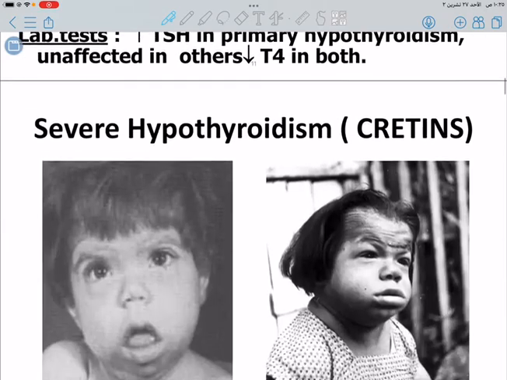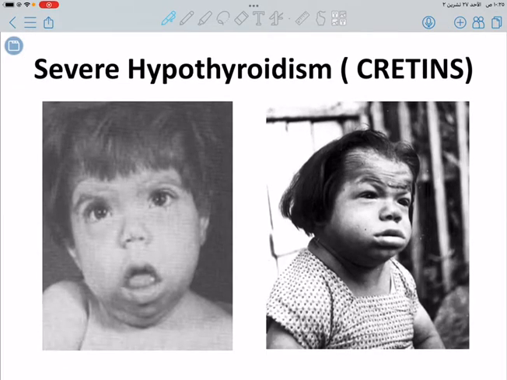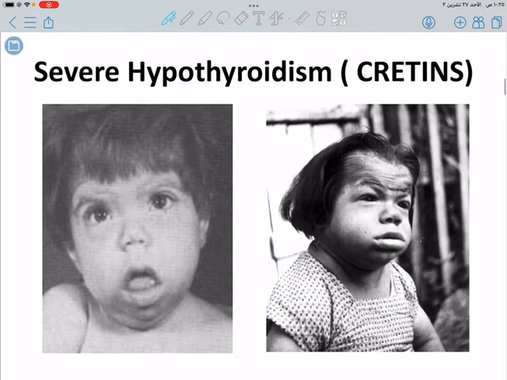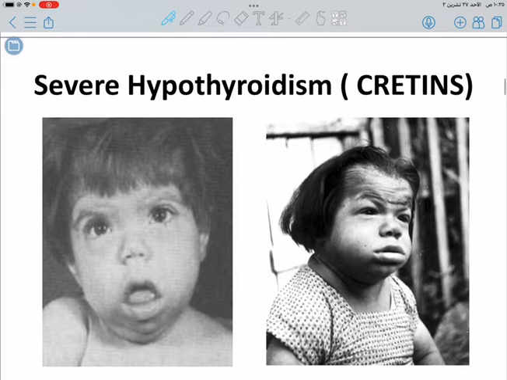In cretinism they have mental retardation, because thyroid hormones are important for the development of the brain in young children. So in cretinism they present with mental retardation, and they have short stature, more than normal. They also have another feature which is very alarming, protruding of the tongue. The baby's mouth is always half open and the tongue sticks out. This is very alarming for hypothyroidism.